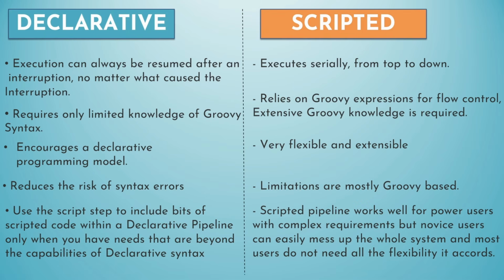Scripted pipeline works well for power users with complex requirements, but beginners to Jenkins pipeline can easily mess up the whole system, and most users do not need all the flexibility it accords, right? So based on the use cases, you choose whether to use declarative or scripted. It's totally based on the use cases and the knowledge that you have. Like I said, declarative is easy to learn as it just uses the framework, and inside that framework you can use the scripting language of your choice. However, if you are going with scripted pipeline, you would have to use the Groovy syntax.